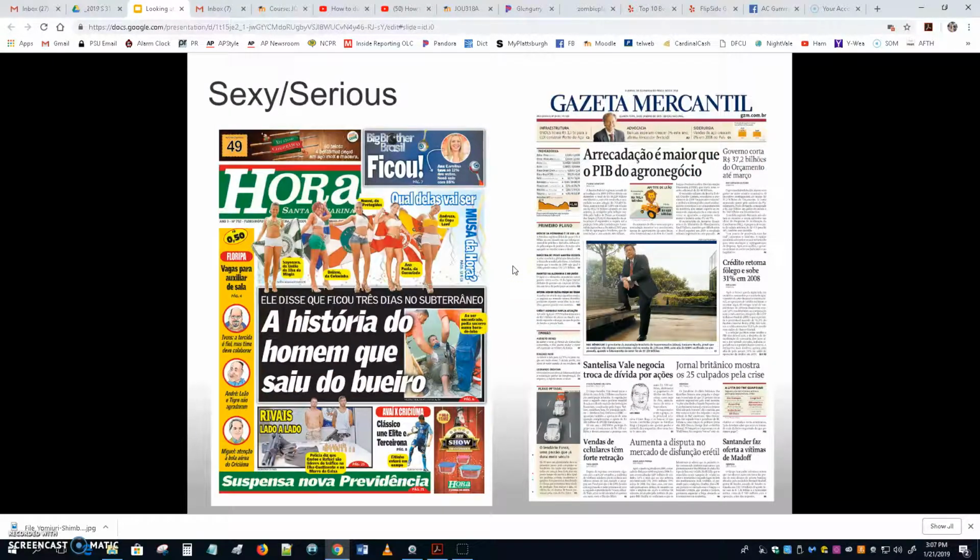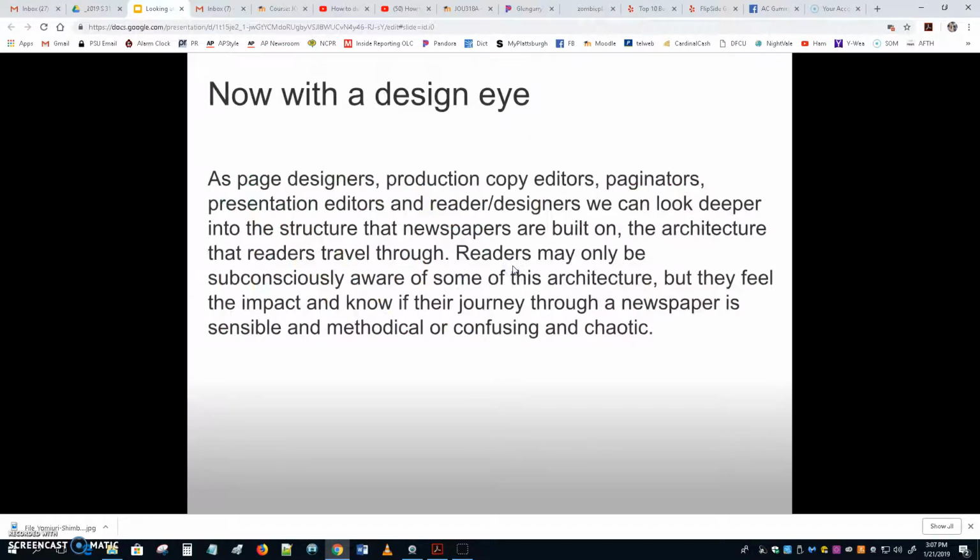Maybe you want to think about mood and tone. Is it sexy or is it serious? Here are two papers, I believe, from Brazil. Am I right? Am I remembering that correctly? I think so. I'm having trouble with the language, but anyway, the difference in mood of papers can be tremendous, and there's some parts of the world where they have some really outrageous newspapers. So those are all somewhat obvious ways to think about newspapers.